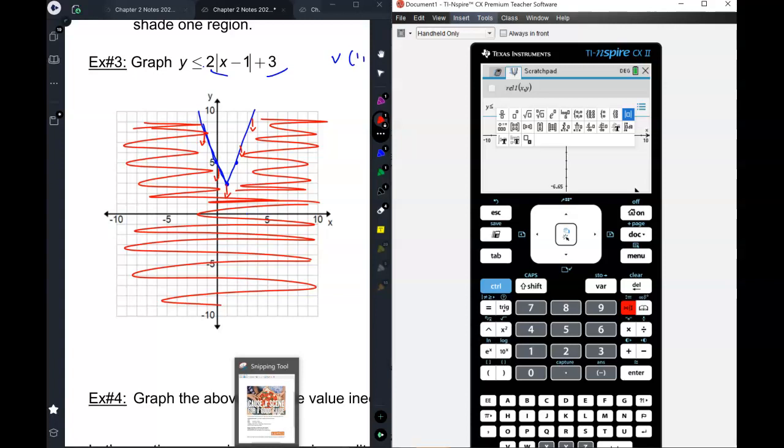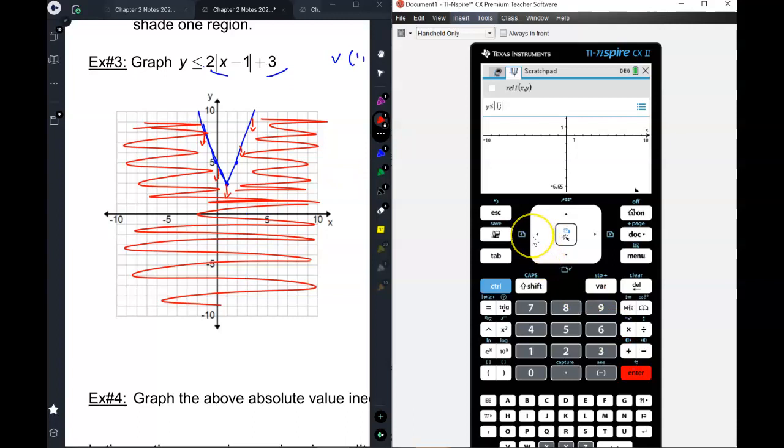So the absolute values are literally the ones that look like bars. We didn't put the 2 before. Is there a 2 before? Yes. So you did it before we entered that. But if you forgot, you can always hit the left arrow, 2, and then go back inside, x minus 1 plus 3. Okay, enter. Look at that.